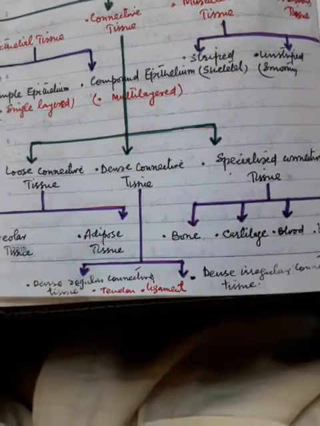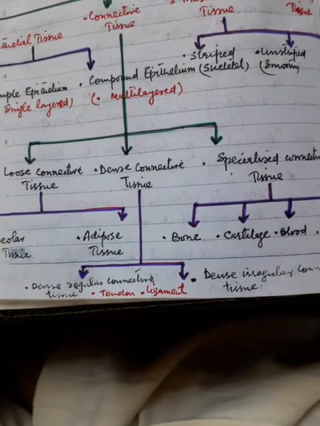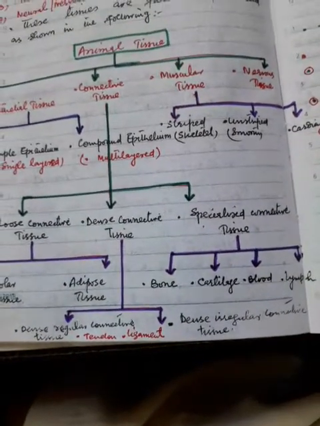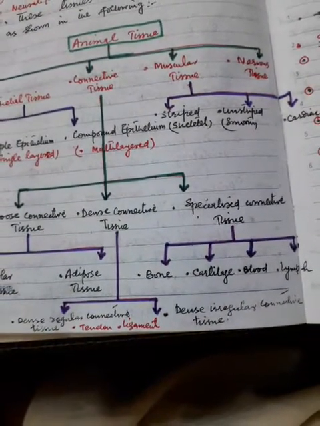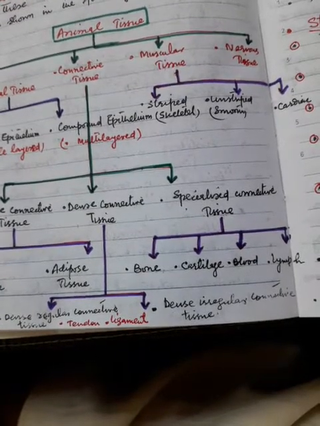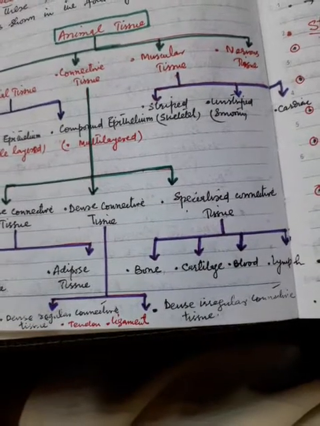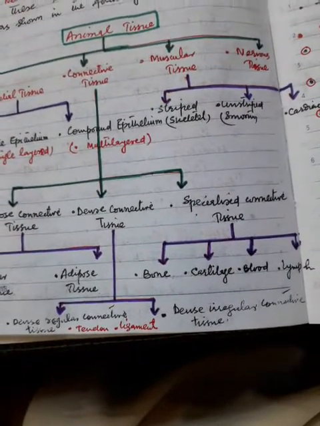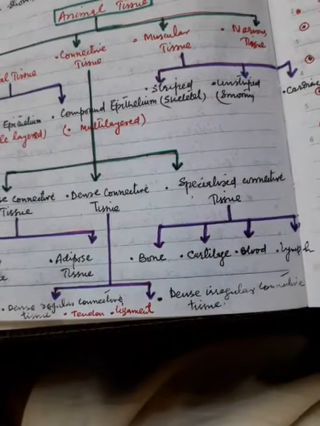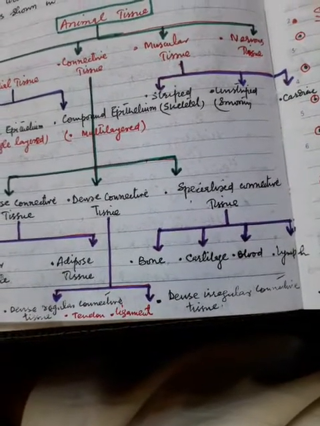Dense connective tissue is further classified into two types: dense regular connective tissue and dense irregular connective tissue. Muscular tissue is classified into three types: striped or skeletal muscles, unstriped or smooth muscles, and cardiac muscles. Out of connective tissue, specialized connective tissue is further classified into four types: bone, cartilage, blood, and lymph.